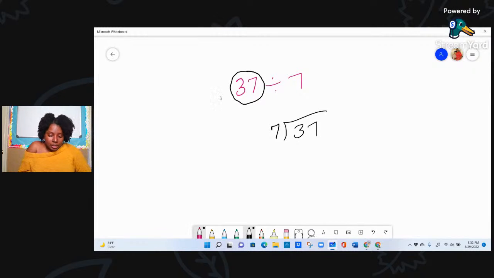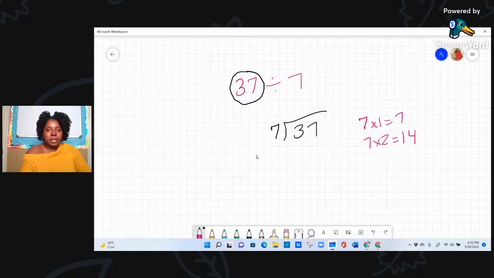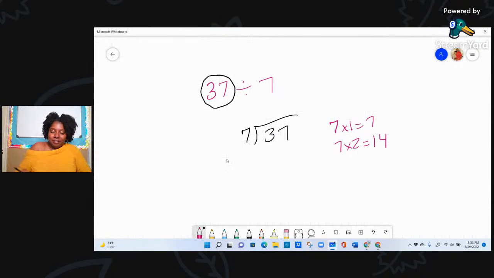Okay. So 7 cannot go into 3, right? It's too big. But 7 can go into 37. Okay. So 7 goes into 37 how many times? Okay, so this is where timetables come in, right? 7 times 1 is 7. 7 times 2 is 14. Y'all are like, Miss Moore, we can't see that. Hold on. There we go. 7 times 3, 21. We're getting closer.